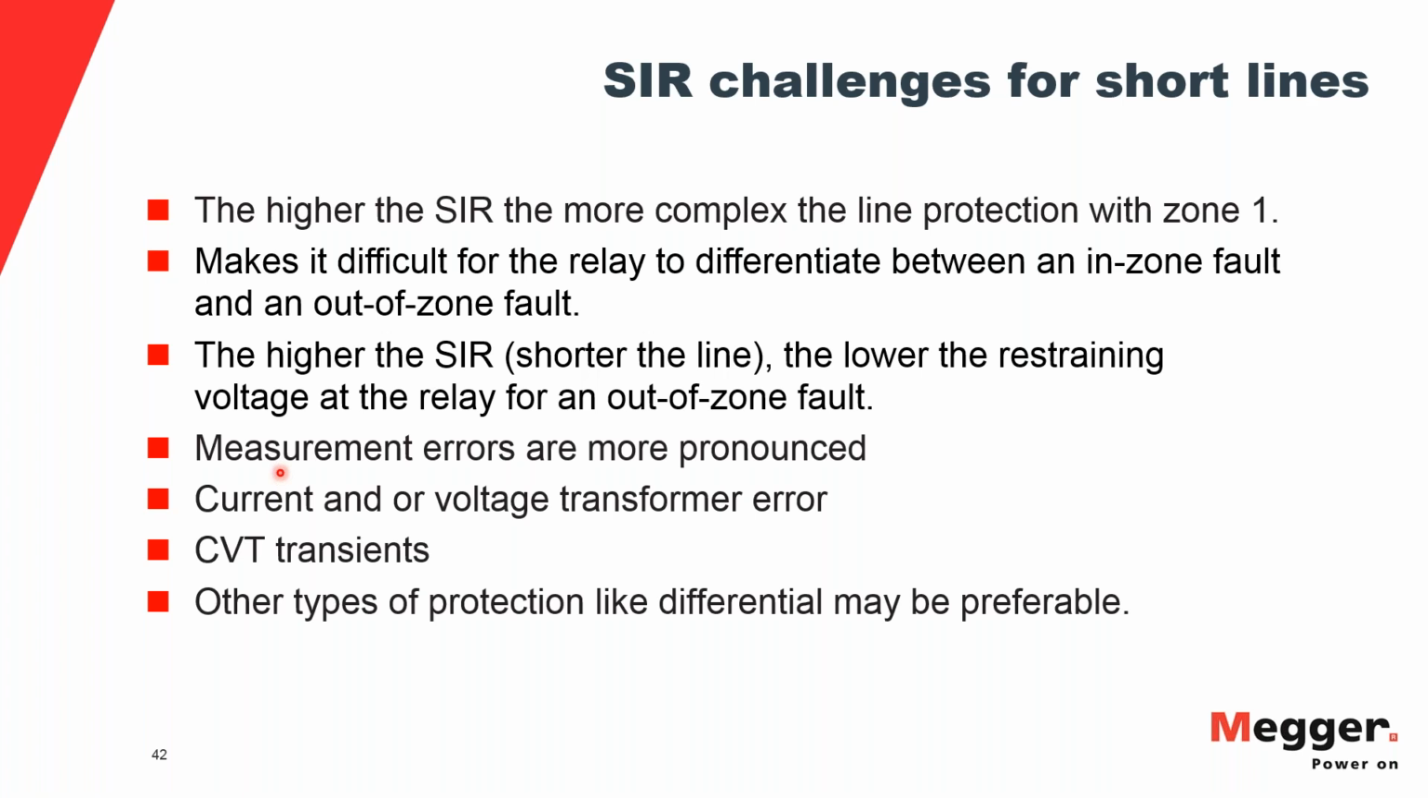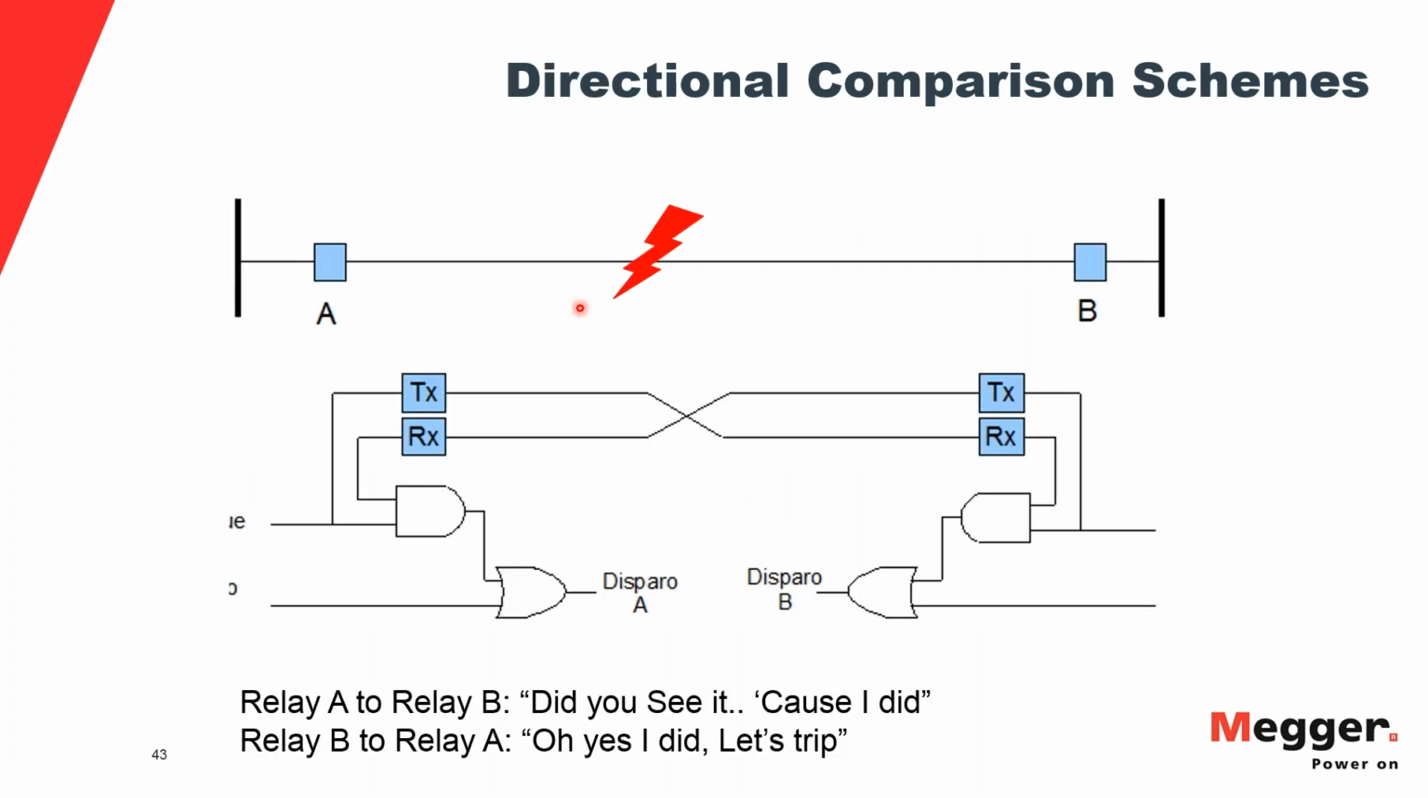What I'm trying to say here is that if the line is too short, then maybe you should consider other types of protection instead of using distance zone 1 protection. Now, I wanted to talk at the end about directional comparison schemes. Distance protections are usually used as part of schemes in order to improve the behavior of the system and prevent the nuisance of bad tripping.